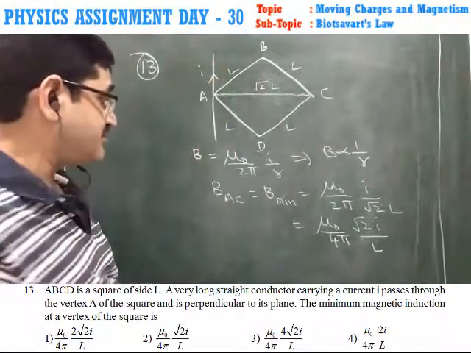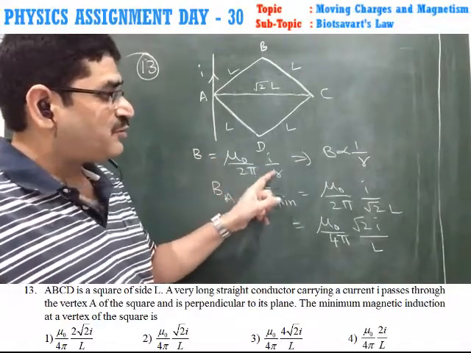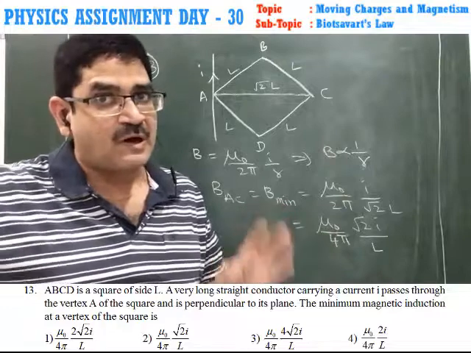Now my point is the magnetic field due to a current carrying conductor is given by mu naught by 2 pi I by R, where B is inversely proportional to R.